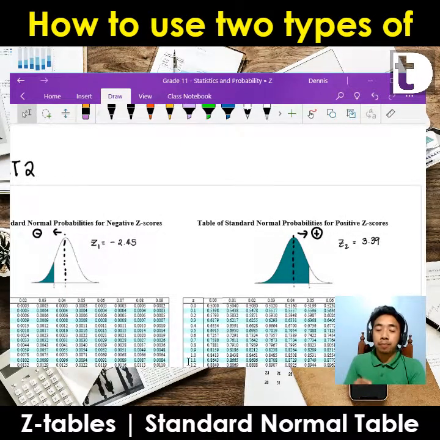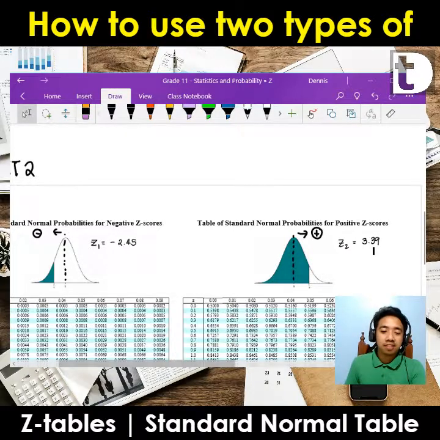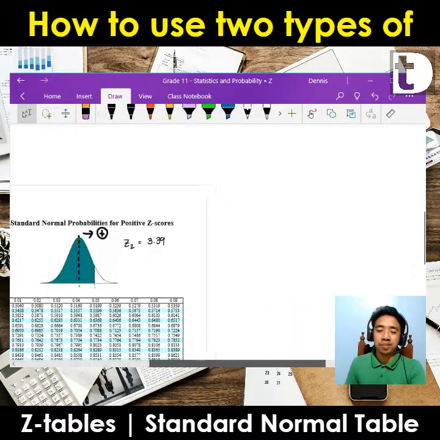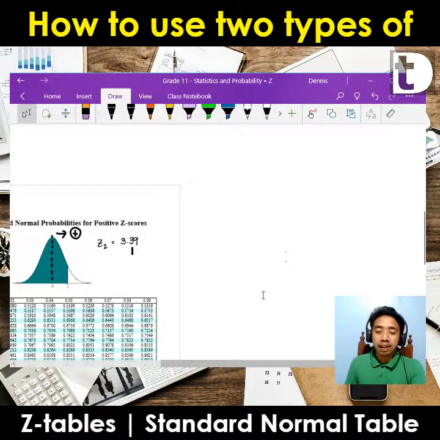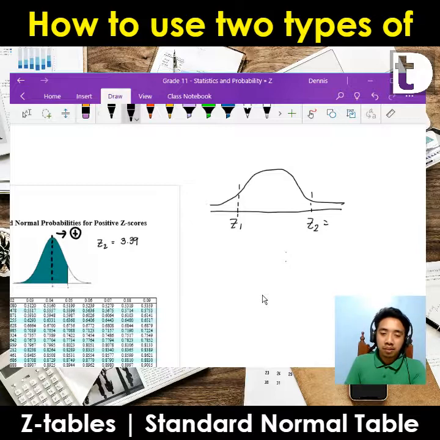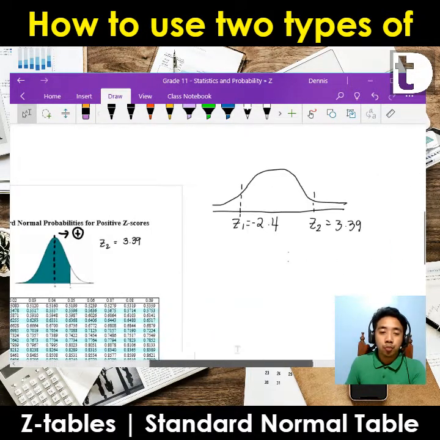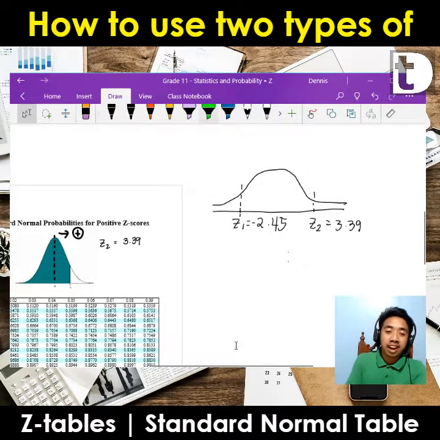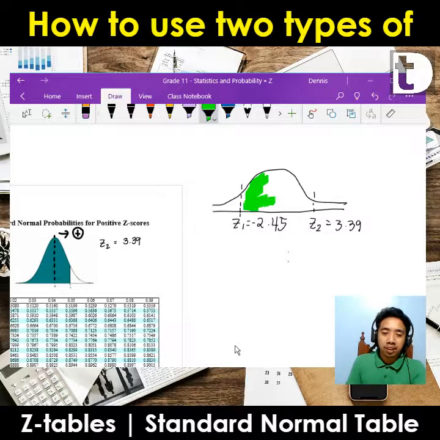If you paid attention to how this table is used and where the reference is, then let's draw and visualize how z1 and z2 would look like. Basically, this is our z1. Our goal is to find the area between z1 and z2. So this is our z2. Our z2 is 3.39, while our z1 is negative 2.45. This is the area that we're supposed to figure out.